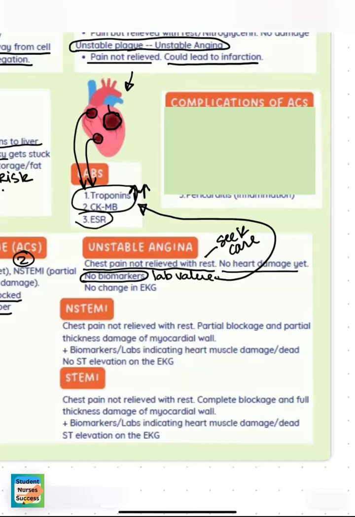Another lab value would be sedimentation rate, which would just be indicative of inflammation. So with unstable angina, you have no biomarkers, no increase in these lab values, and the EKG looks normal. But you have chest pain not relieved with rest. Now, the next step is something called a STEMI.